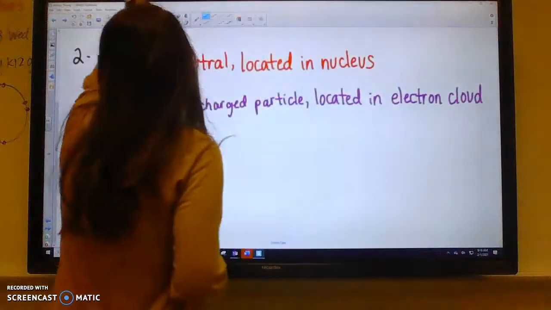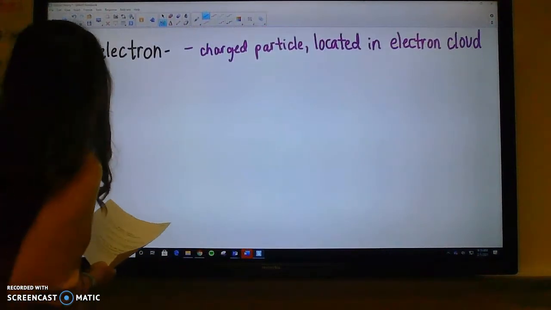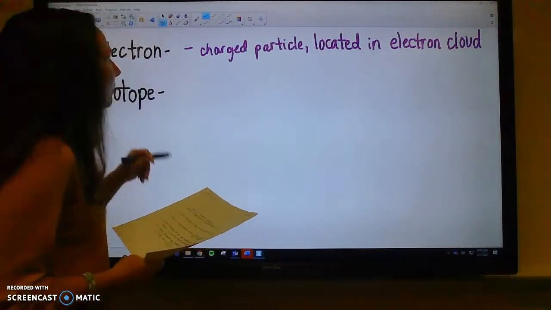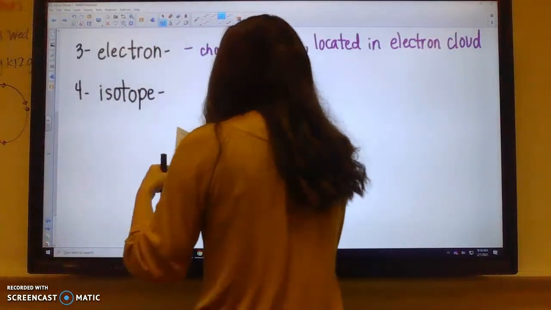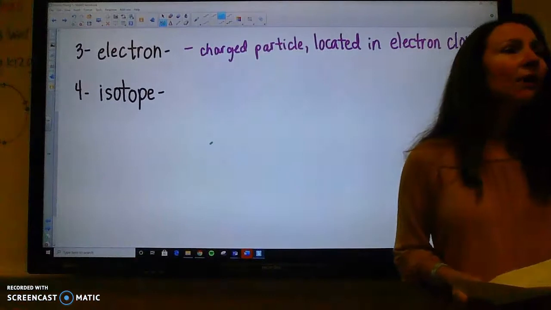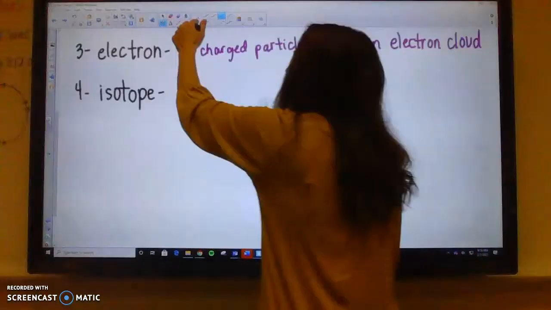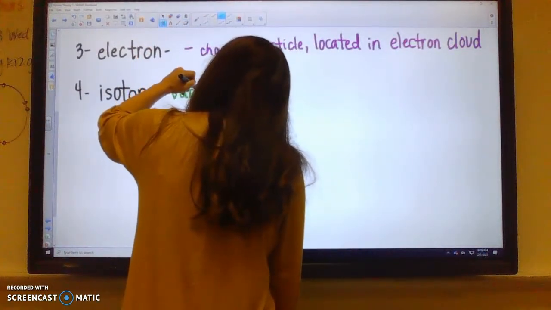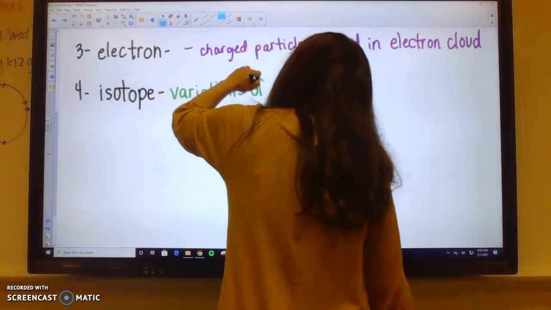So, the next one is isotope. I'll scroll back down. All right, so number 4 is isotope. This would have been from the very last simulation that y'all did. And an isotope, you want to write down exactly what I write and then study this because this definition will be on the test. So an isotope is like variations of the same element.